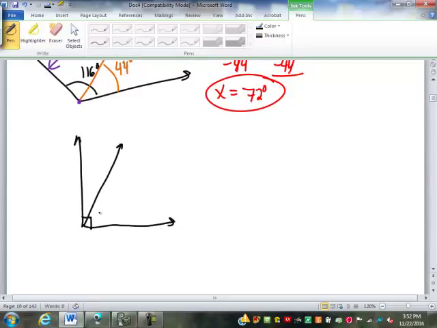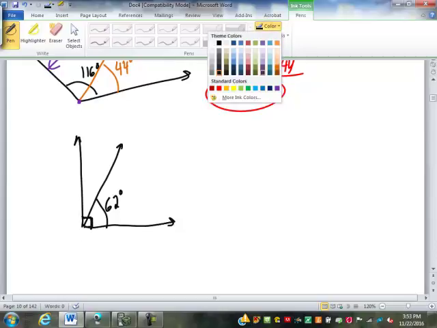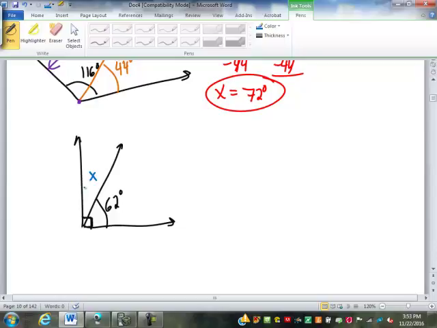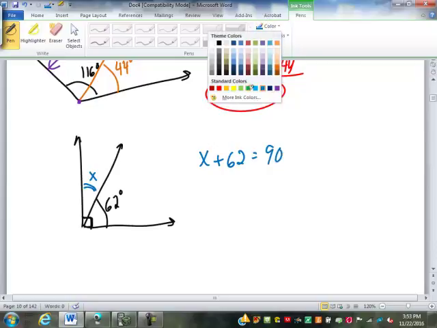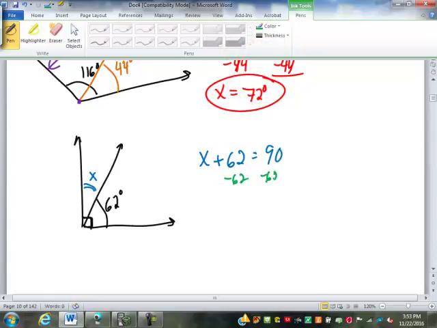These angles here are adjacent, but what else can I say about them? Oh, they add up to 90 degrees, right? That little square in the corner means they make a square corner. So if I call this x, that's telling us x plus 62 has to add up to 90. So we can subtract the 62 to get x is 28.